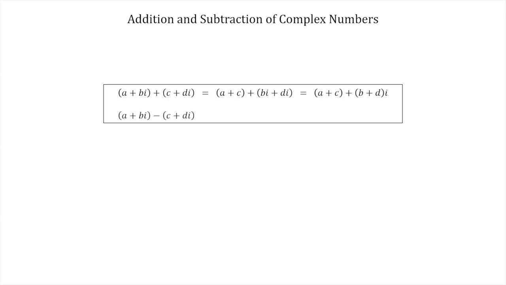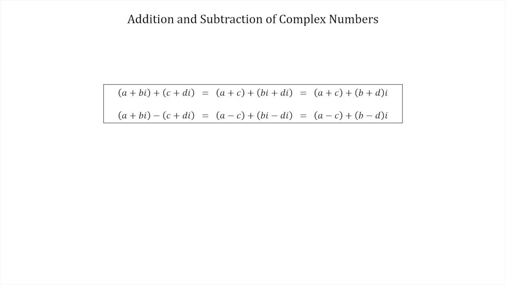Okay, now let's look at subtraction. It's going to work in much the same way. So we have (a plus bi) minus (c plus di). This is equal to, I've just done it in one go here. I've subtracted the real part of the second one from the first one, so I've done a minus c, and then I've done bi minus di. So subtract the imaginary part in the second number from the imaginary part in the first. So I get a minus c plus bi minus di. And once again, I factor out the i, so I get (a minus c) plus (b minus d)i.